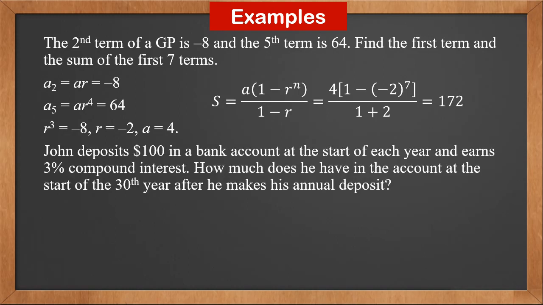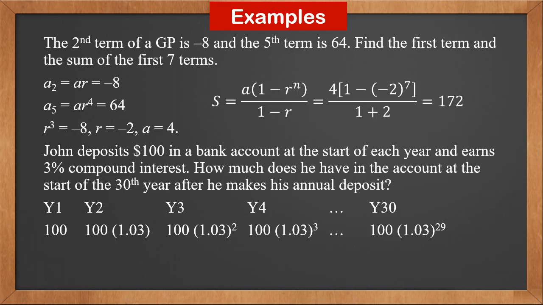John deposits $100 in a bank account at the start of each year and earns 3% compound interest. How much does he have in the account at the start of the 30th year after he makes his annual deposit? Let's look at how the first year deposit changes through these 30 years.